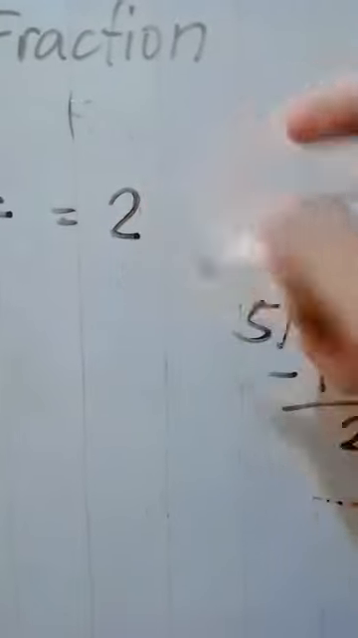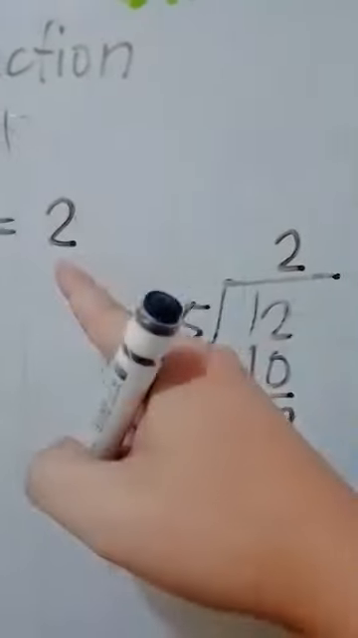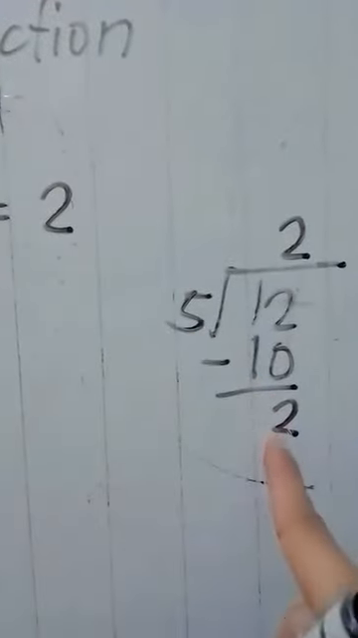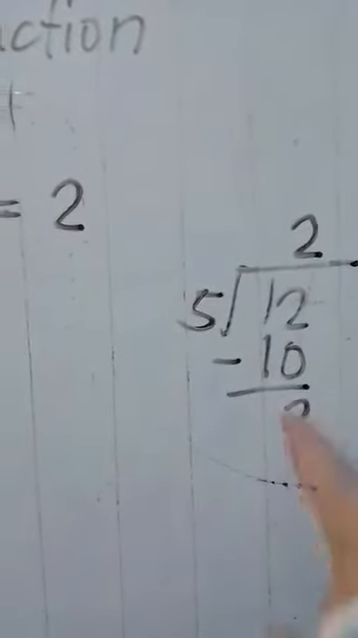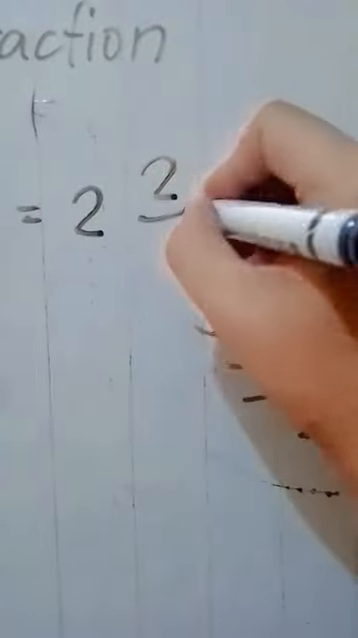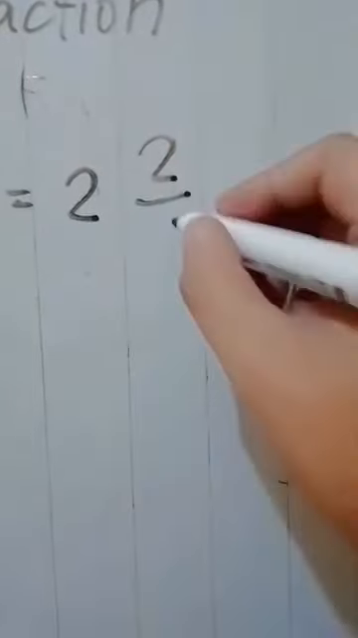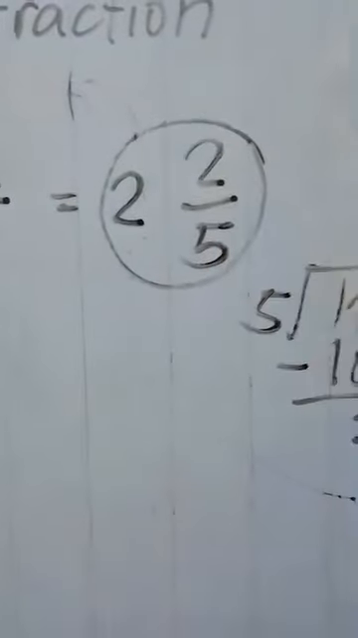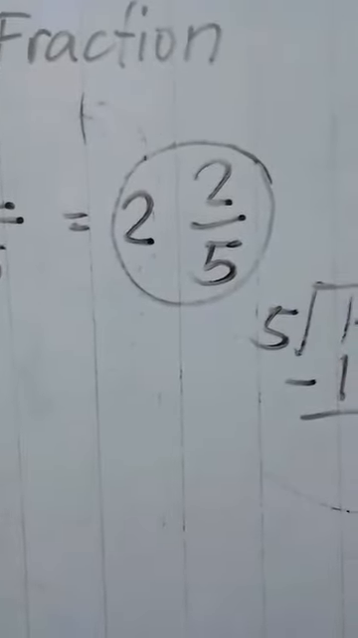So the quotient will be the whole number, and the remainder will be the numerator. Then the divisor will be the denominator. So the final answer is 2 and 2/5.